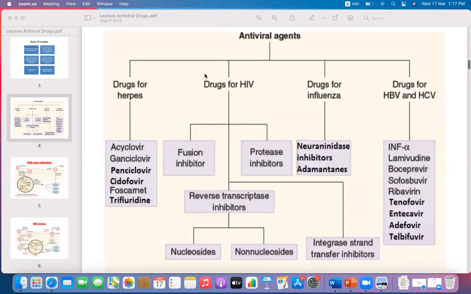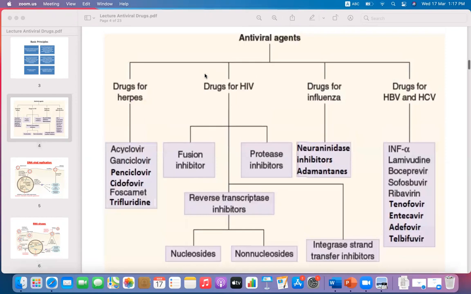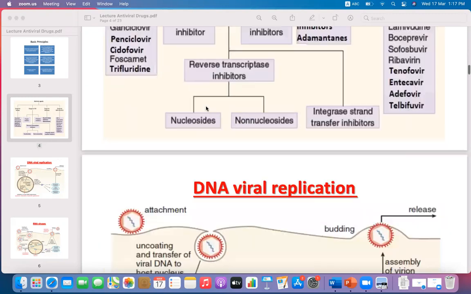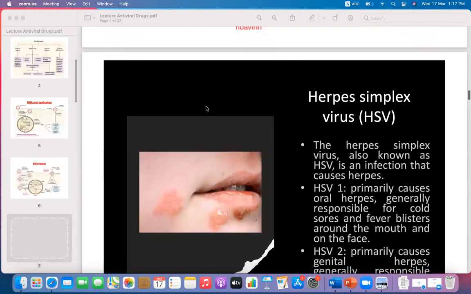Now we will discuss today the drugs for herpes, drugs for influenza, and drugs for hepatitis B and hepatitis C virus. Drugs for HIV should be covered in the objective of your SDL. So we will discuss the objectives as per the lecture. Let us see one by one.